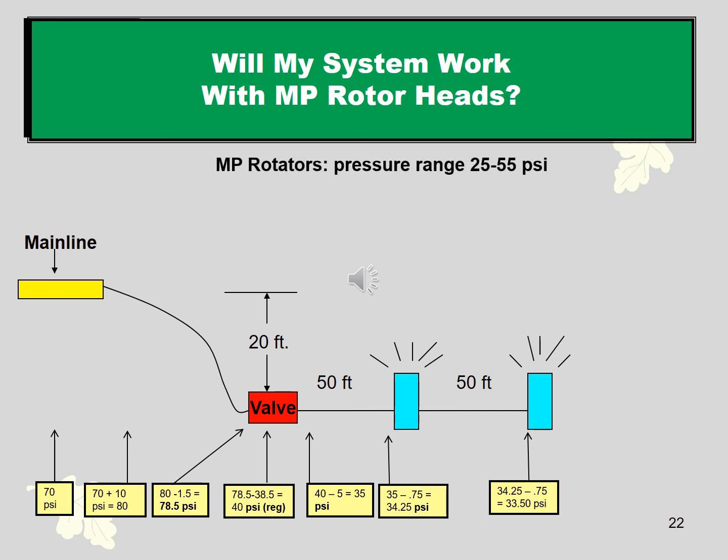Will our example system work with MP Rotors? Yes, it will. Most MP Rotors have their pressure range like 25 to 55 psi, and that's enough. This system is giving around 33, 34 psi at these 2 sprinklers, so you could just change those out, and your new water conserving MP rotor or rotator heads will work just fine in that pre-existing system.